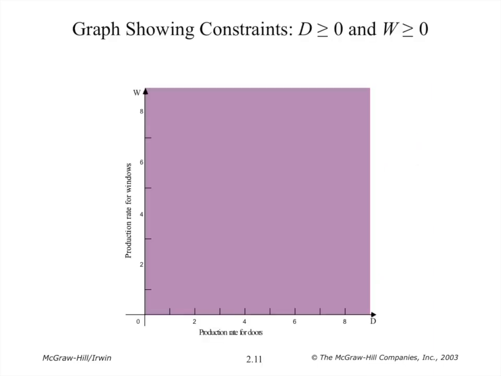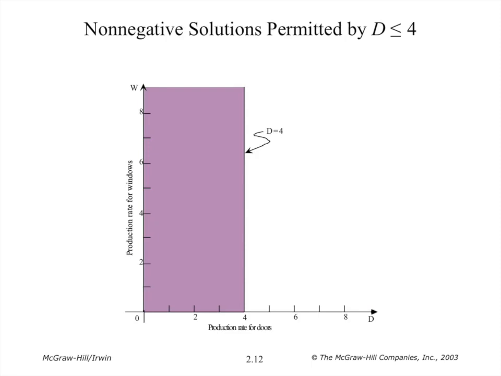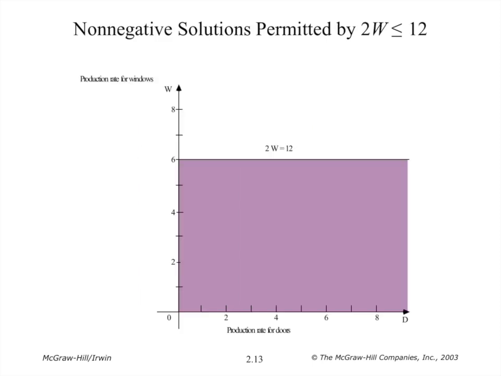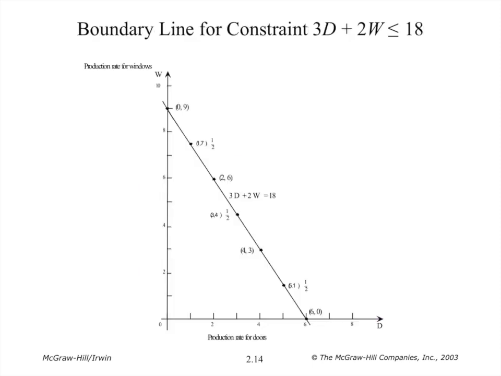Okay, that is the area of t greater than or equal to 0 and w greater than or equal to 0. And then we combine all the areas. That is t lower than 4, that is 2w lower than 12. And then that is the point (0, 9), and that is (6, 0).